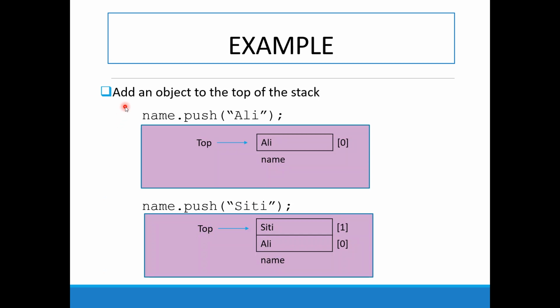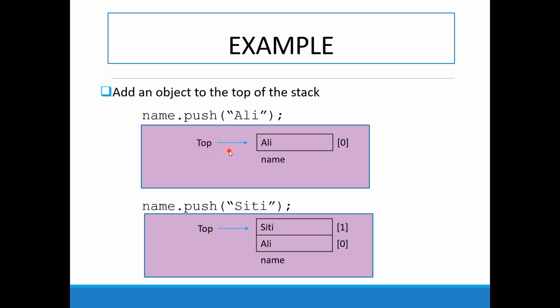Okay, example, add an object to the top of the stack. Let's say tadi kita dah ada stack yang dinamakan sebagai name. So kita menggunakan operation push. Name.push, and then parentheses, parameter dia adalah Ali. So Ali akan masuk ke dalam stack ni. And Ali will be at index 0, because this is the first element. Ali also will be the top element.